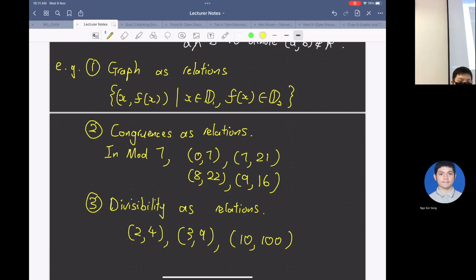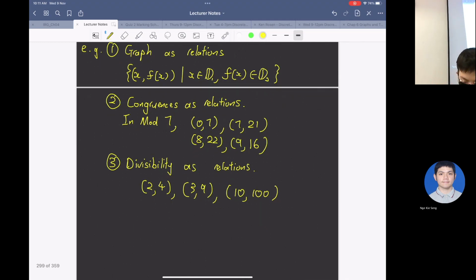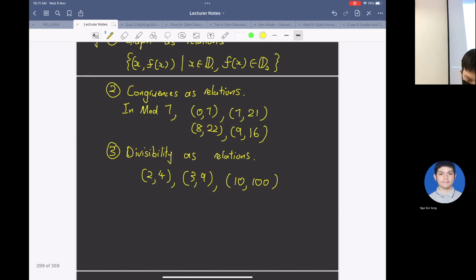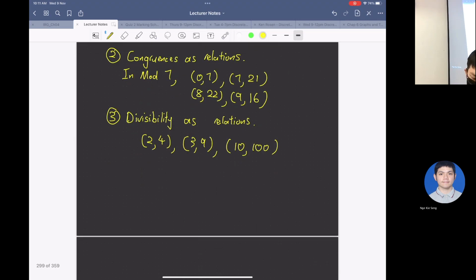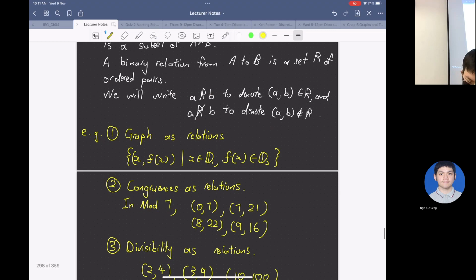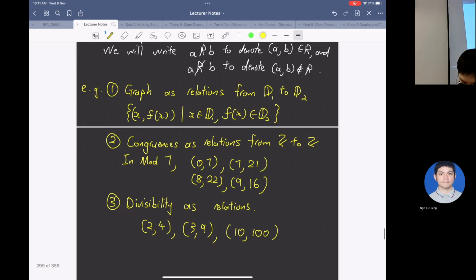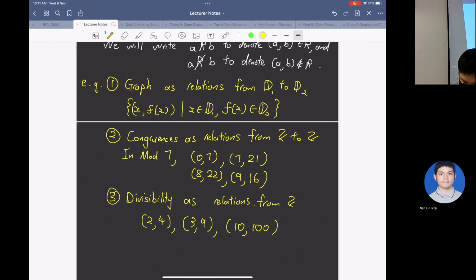Do you have any example of a relation? There are more, but just keep these 3 first. But I haven't told you what the set is, right? So the set here is, these are relations from D1 to D2. These are relations from Z to Z, and this is a relation from Z to Z as well.